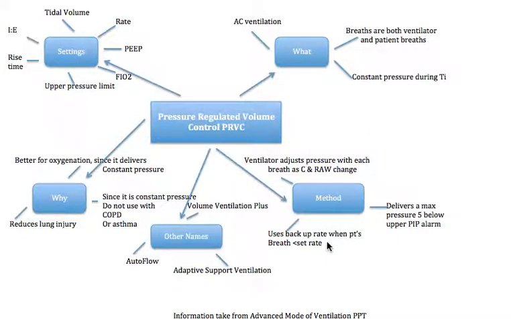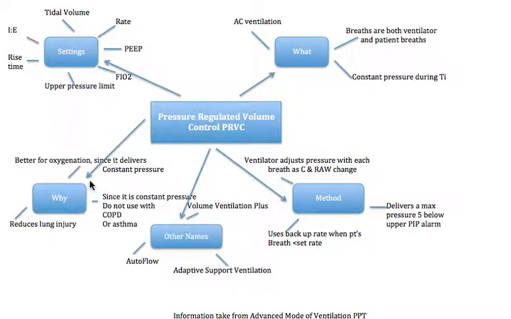So the PRVC mode, it uses the backup rate that you set when the patient's spontaneous breath is below that. So this is a really good mode to use because it can be completely spontaneous for the most part, or it can be more assist control as the patient needs it. So if you have a rate set of 16 and the patient is doing 10 breaths, the ventilator is going to make that up.